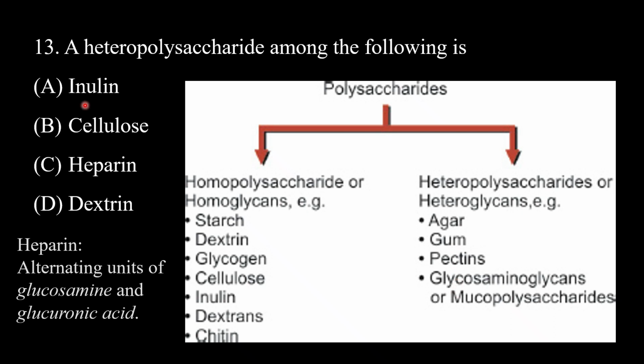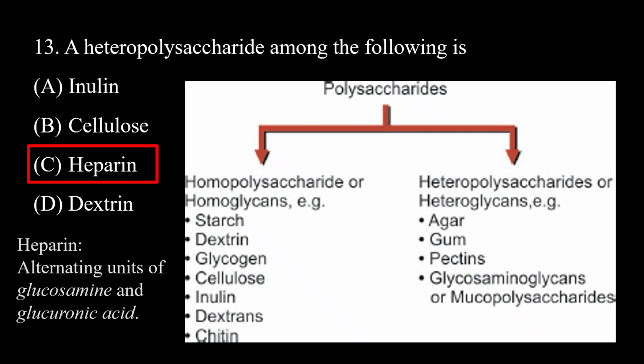If we look into the options, inulin is a homopolysaccharide. Cellulose is a homopolysaccharide. Dextrin is a homopolysaccharide. So the question is hetero. Heparin comes into this category, glycosaminoglycans. So the right option for this question is heparin. Heparin is the heteropolysaccharide. It belongs to the glycosaminoglycans.